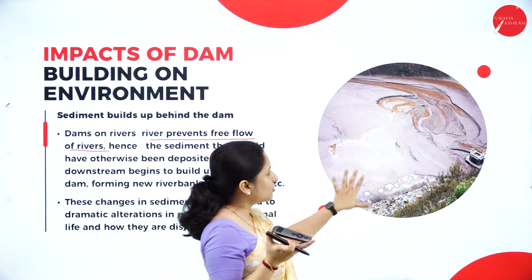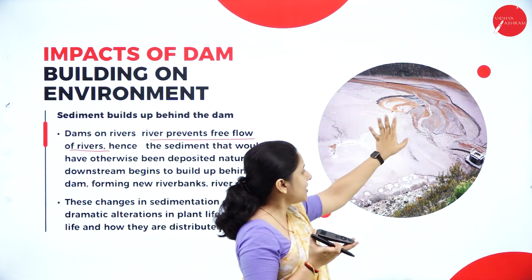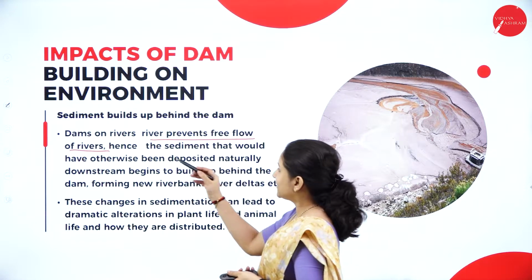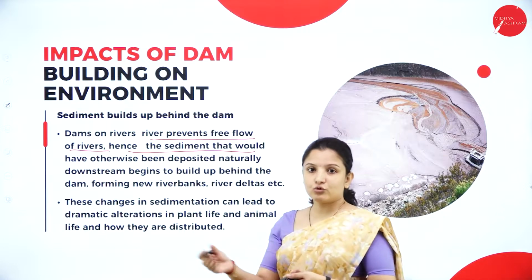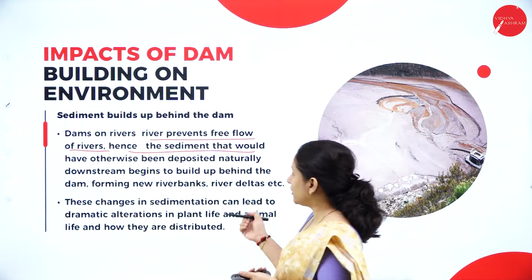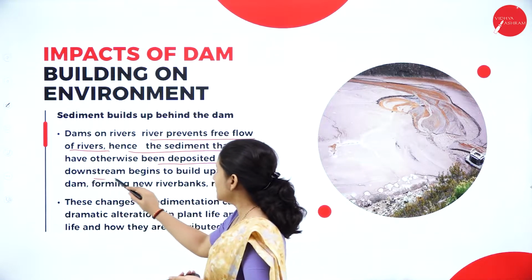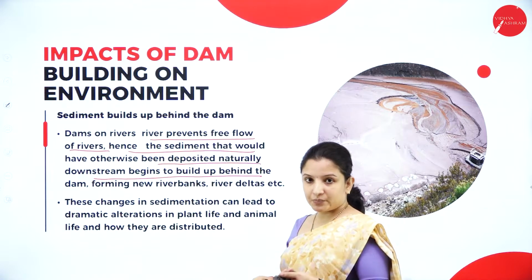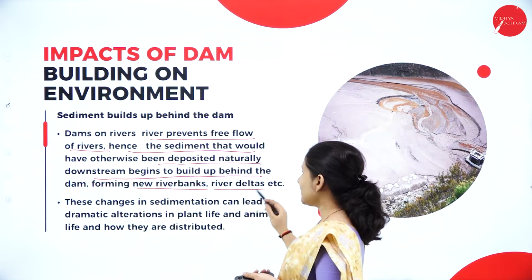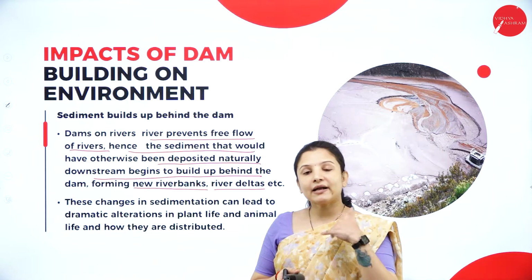Can you see here how this was supposed to be a river? It was supposed to be behind the dam. As you can see, the sediments have started to settle there. So this sediment, which is not able to move further because of the loss of the free flow nature of the river, gets deposited naturally behind the region where the dam is built, forming new river banks, river delta, etc. Now the habitat of that particular river has entirely changed.